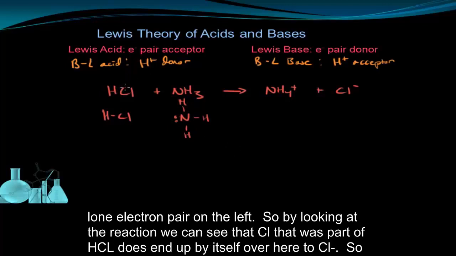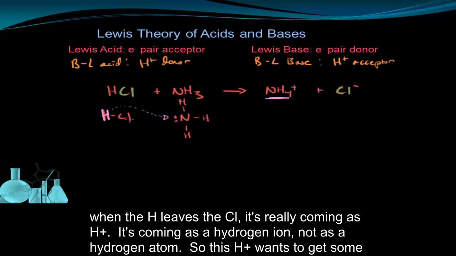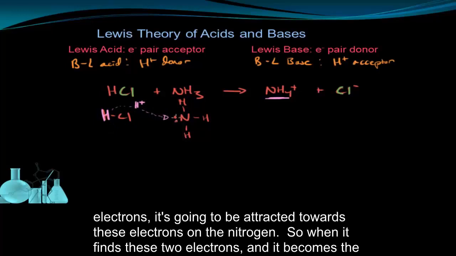So by looking at the reaction, we can see that the Cl that was part of HCl does end up by itself over here as Cl-. So that means that this H is going to travel to the NH3, and that's where we get the NH4 from. Now remember, when the H leaves the Cl, it's really coming as H+. It's coming as a hydrogen ion, not as a hydrogen atom. So this H+ wants to get some electrons. It's going to be attracted towards these electrons on the nitrogen.